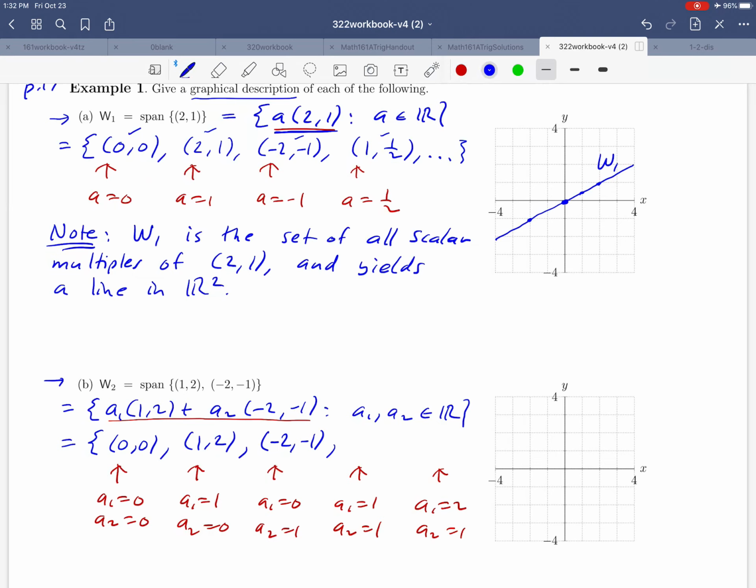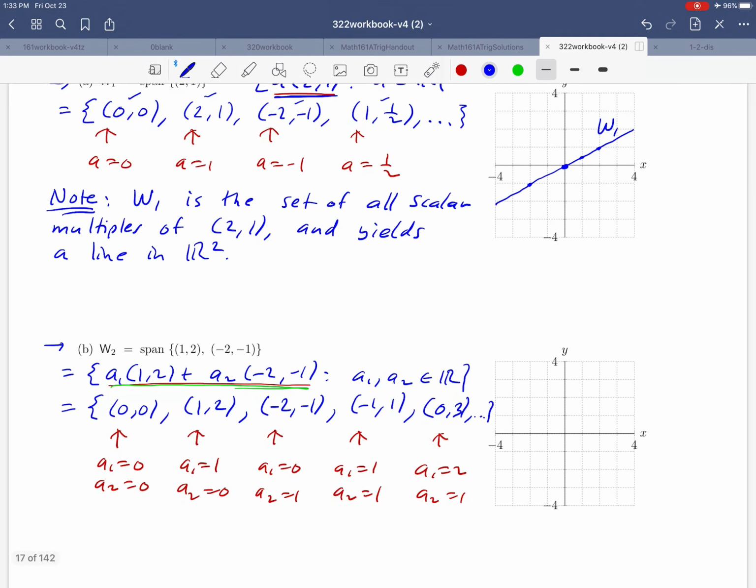Let's just see what happens with those two choices. If a1 and a2 are both equal to 1, then this thing I'm underlining is just going to become (1, 2) plus (-2, -1). If you do that arithmetic, you're going to get (-1, 1). And then you can double check my arithmetic here for the last one, you're going to get (0, 3). And that process would continue.